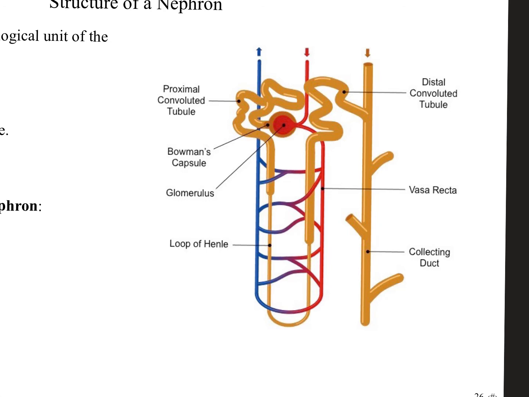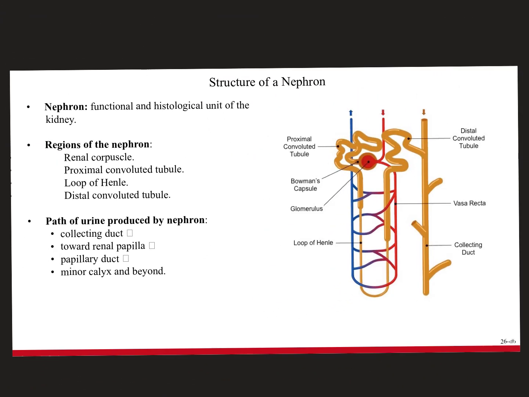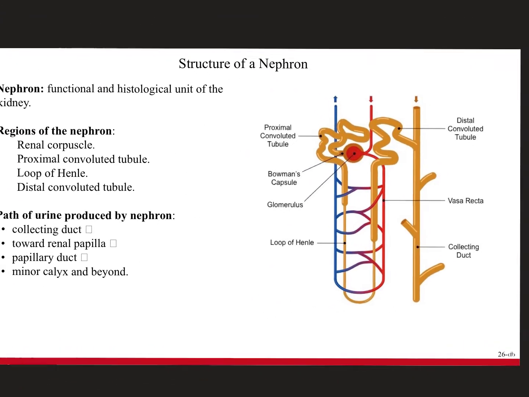So when you think about how this thing is structured and oriented, and we start talking about movement of materials between the nephron and the capillaries, this is a good image to keep in your head because you can see where the capillaries come into close contact with the tubules. Okay? So the parts that you need to know of the nephron.